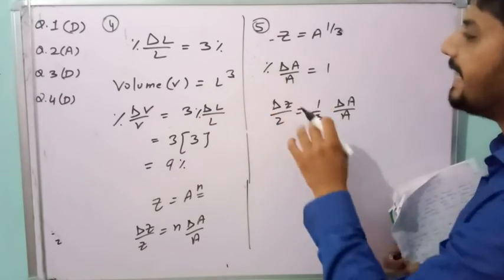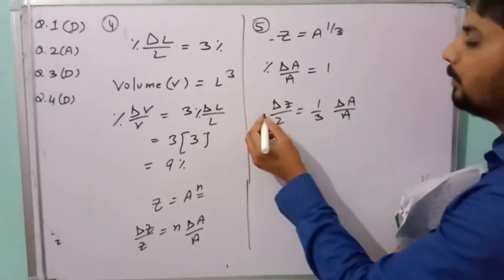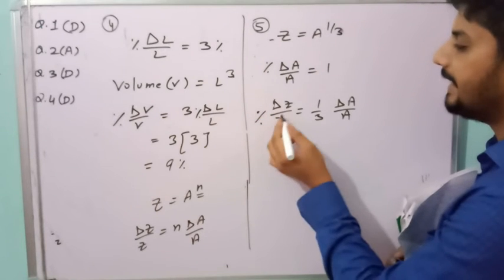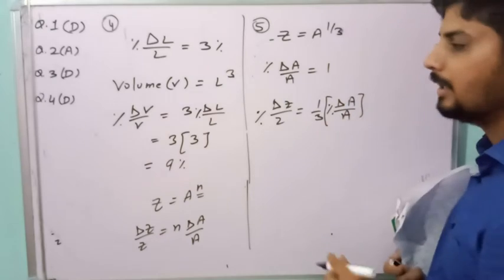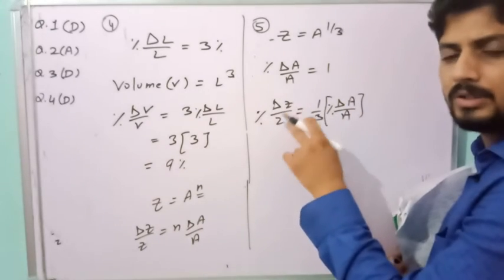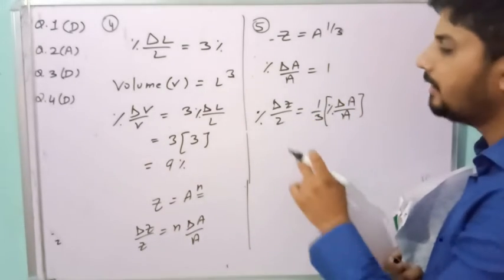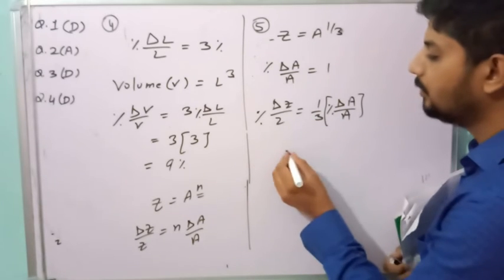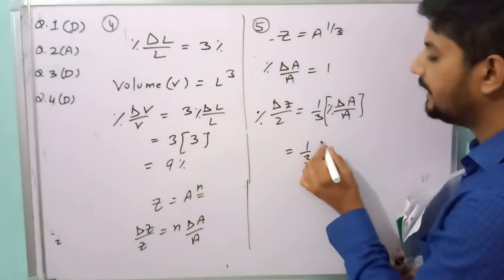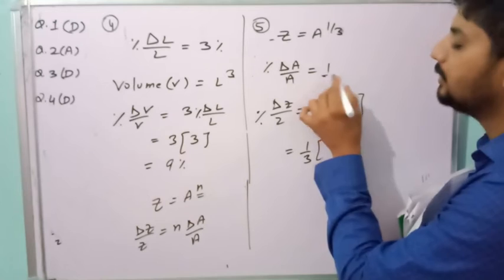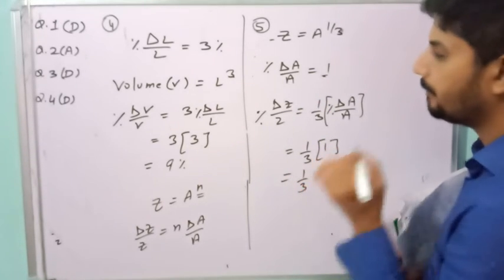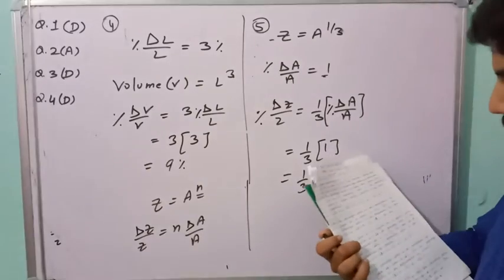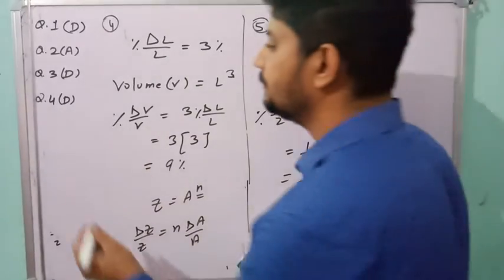The percentage error in area is given to you. So if you multiply by 100 on both sides, then it becomes the percentage error. So the percentage error in Z is equal to 1 by 3 times the percentage error in area. So your answer will be 1 by 3%. So for question number 5, option A is correct.